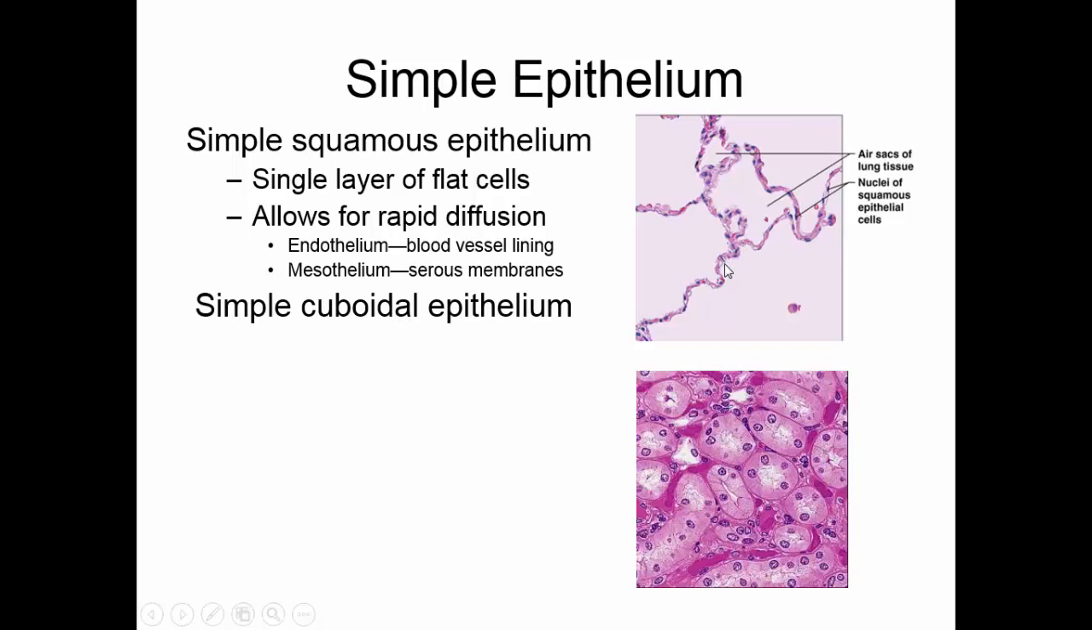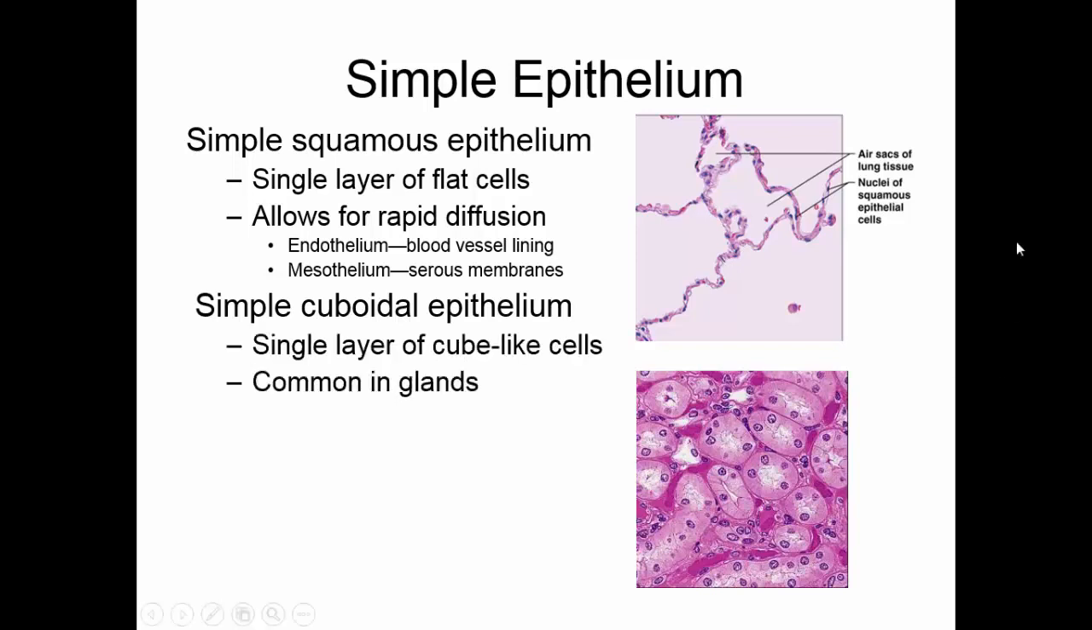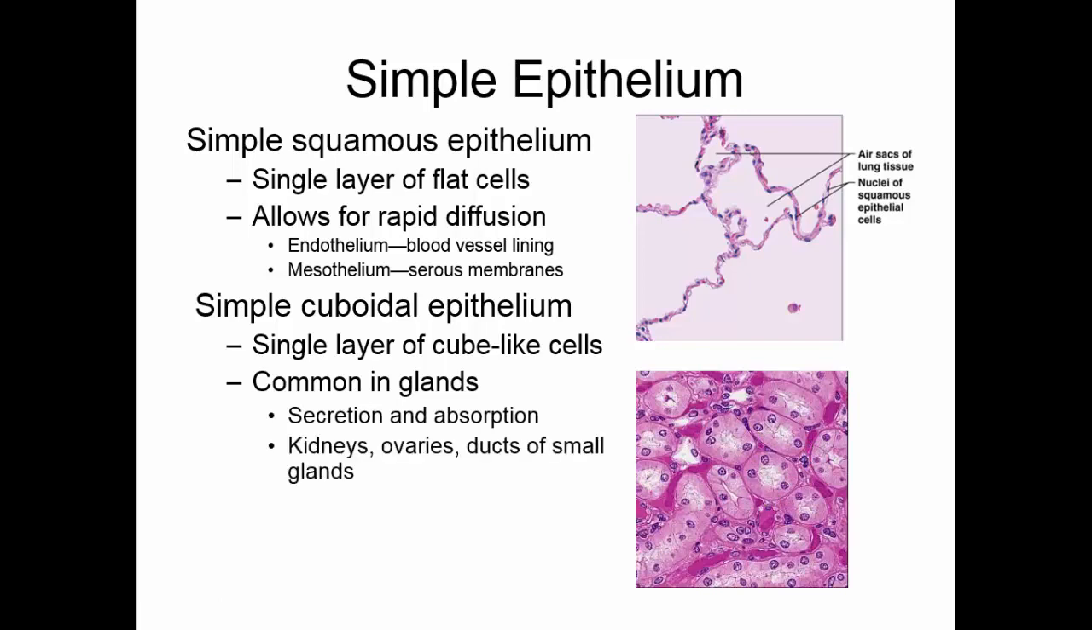Simple cuboidal epithelium is a single layer of cube-like cells. This is very common in glands. You see the cube-like cells here in a single layer lining those tubes. They're involved in secretion and absorption. We see these in the kidneys, the ovaries, and the ducts of the small glands, to mention a few places.